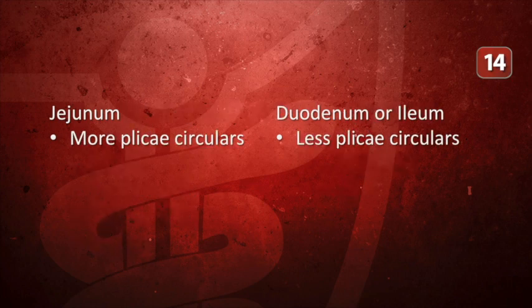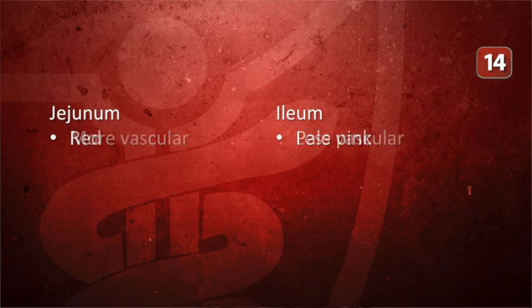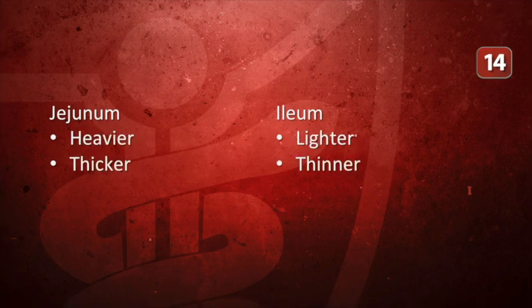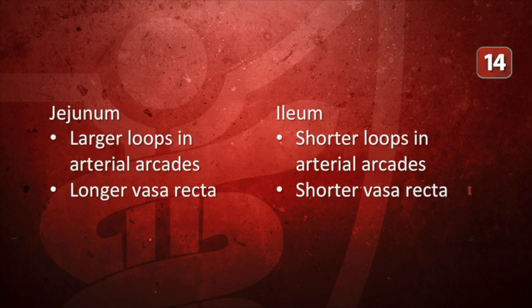The jejunum has a higher concentration of plicae circulares than the duodenum or the ileum, giving it a larger surface area for absorption, and it is more vascularized than the ileum, perhaps in support of its greater absorptive activity. Other differences between the jejunum and the ileum include color. The jejunum is red, the ileum is a pale pink. Weight. The jejunum is heavier and thicker. Mesenteric fat. The jejunal mesentery has less. And structure of its blood supply.